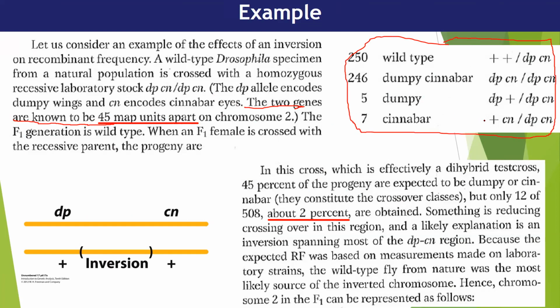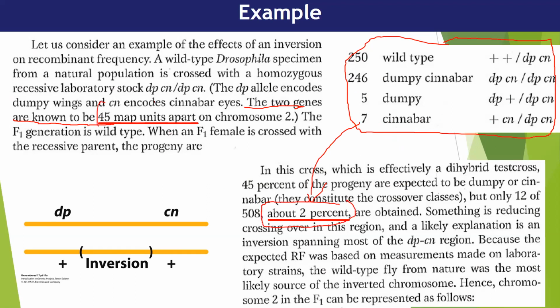Everyone must be an expert in this, right? So we can easily calculate the genetic distance between these two genes based on this data. If you use data like this to calculate, this only gives you about 2% recombinants. So this is totally an underestimate, right?